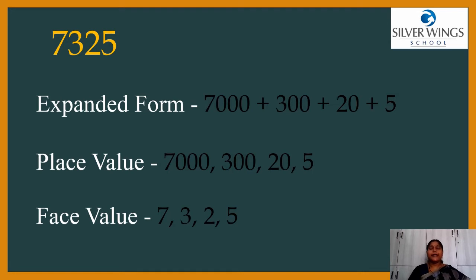Now, how to write expanded form? Sum of all place values. 7,000 plus 300 plus 20 plus 5. This is called expanded form.